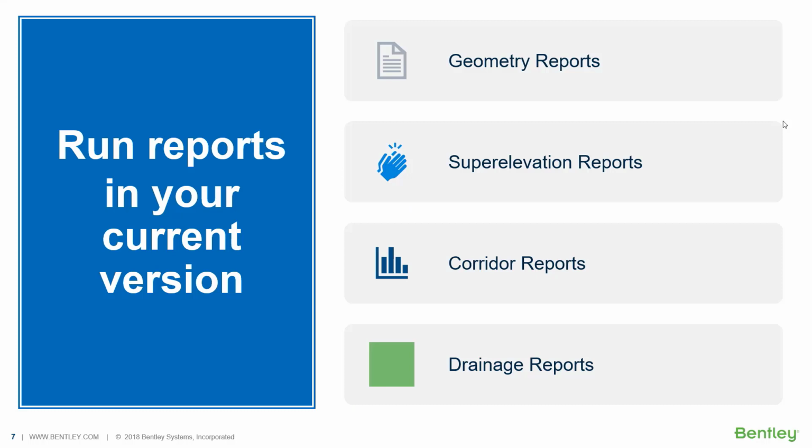Now, the first thing you want to do is run reports in your current version. These can be geometry reports, super reports, corridor, and drainage reports. We'll use these at the end of our migration in order to validate that all our data has come forward properly.